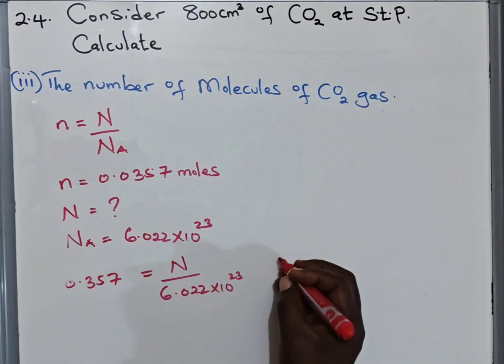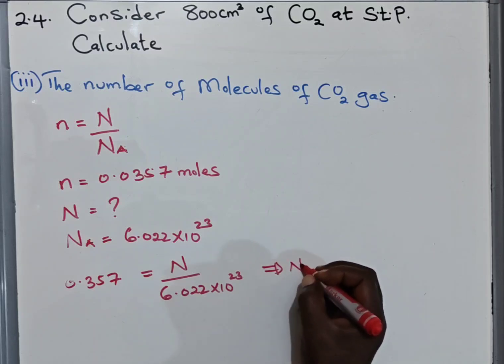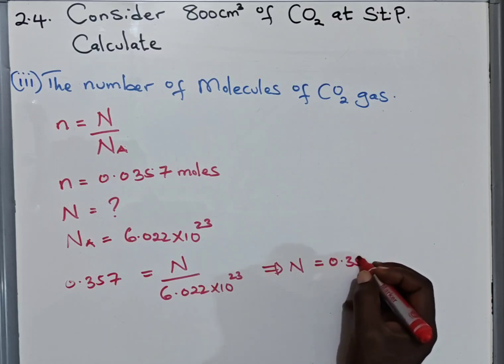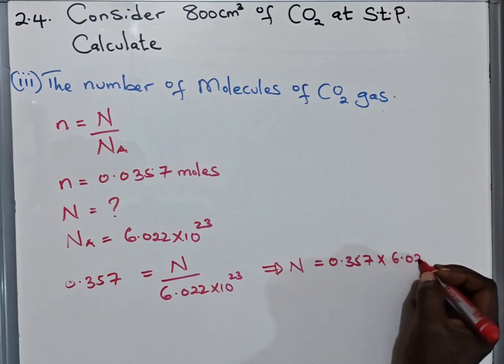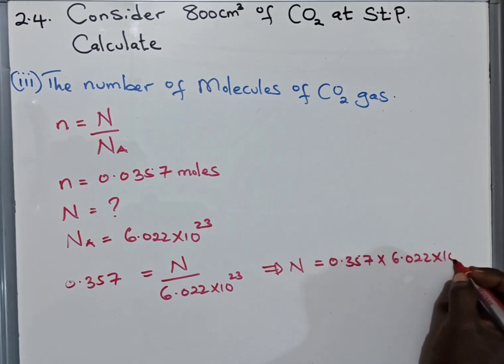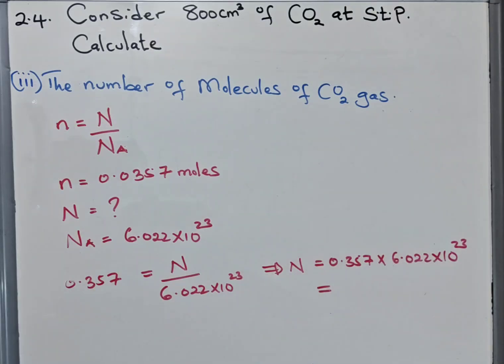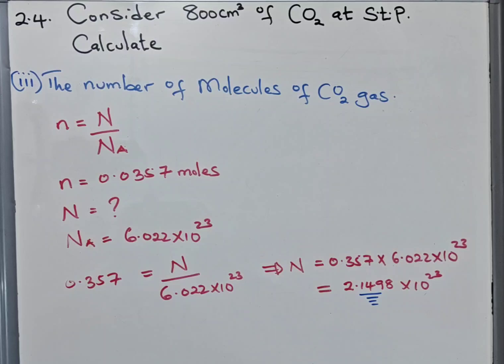So from here, what do we do? We cross multiply to get the answer. N, which is the number of molecules, is going to be 0.0357 times 6.022 times 10 power 23, giving us this. So this is what we have for the number of molecules of carbon dioxide in this gas.